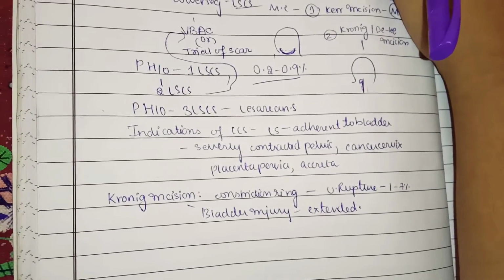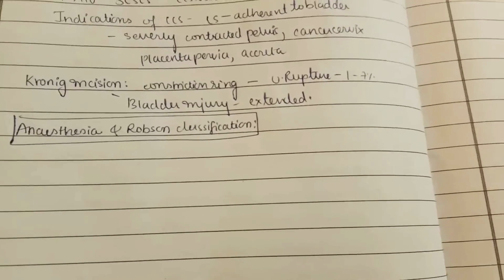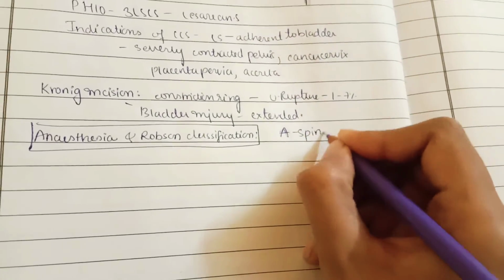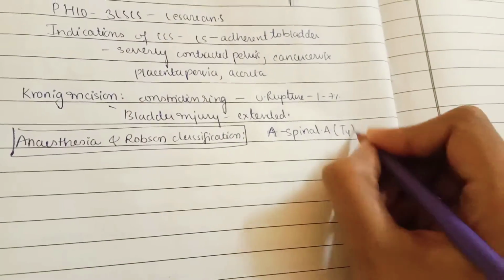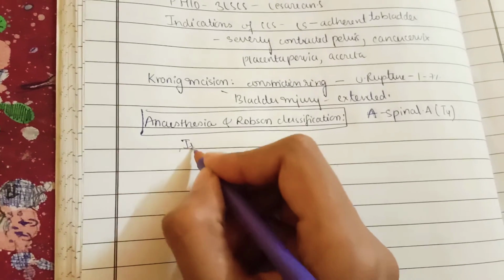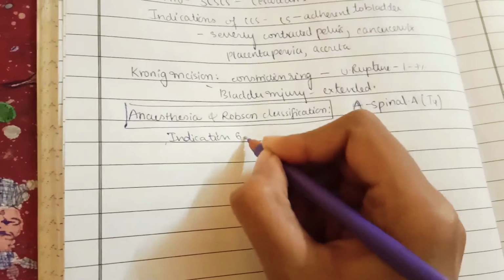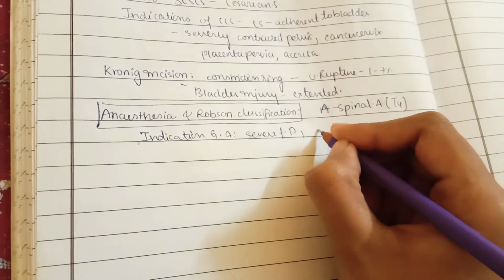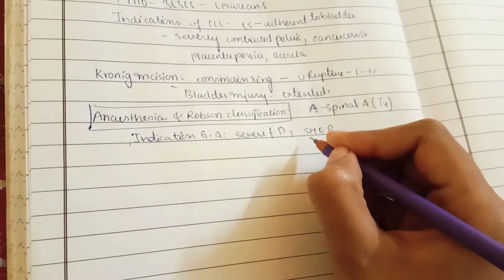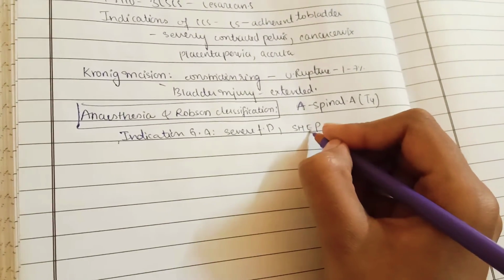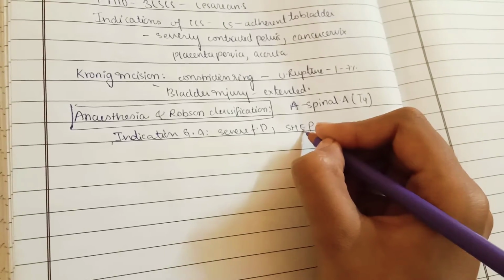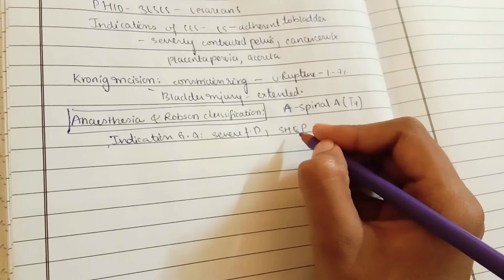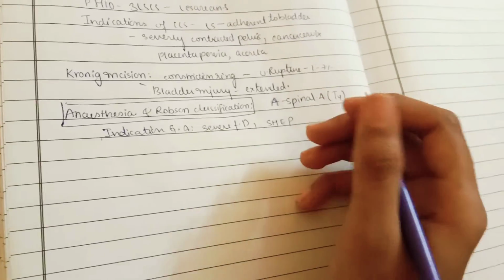Now coming to anesthesia and Robson's classification. Let us start with anesthesia. The preferred anesthesia is spinal anesthesia, at the level of the T4 vertebra. Let us now see the indications for general anesthesia. If there is severe fetal distress, then you will give general anesthesia. And in certain heart conditions, you can remember with the mnemonic SHEP: intracardiac shunt, HOCM, decreased ejection fraction in severe aortic stenosis or aortic regurgitation, and P is pulmonary hypertension.